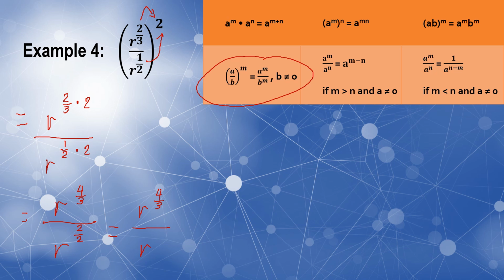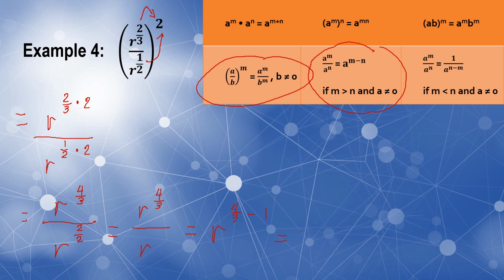Next, in order to simplify this, we will apply another law of exponent, and that is this one. A raised to m over a raised to n is equal to a raised to the difference of m and n. Since the exponent in the numerator is greater than the exponent in the denominator, and we are dealing with the same base, it becomes r raised to 4/3 minus 1.